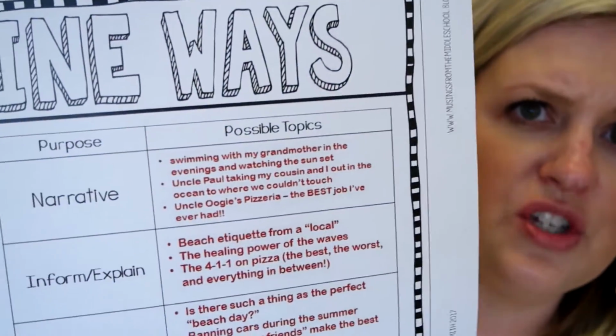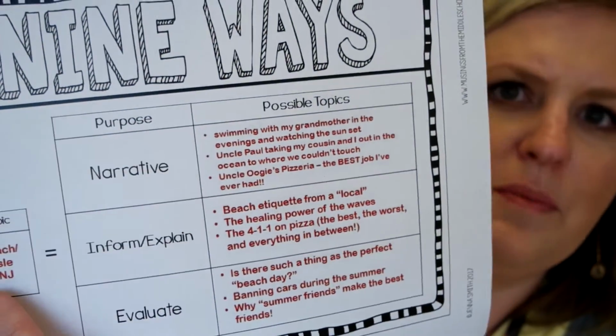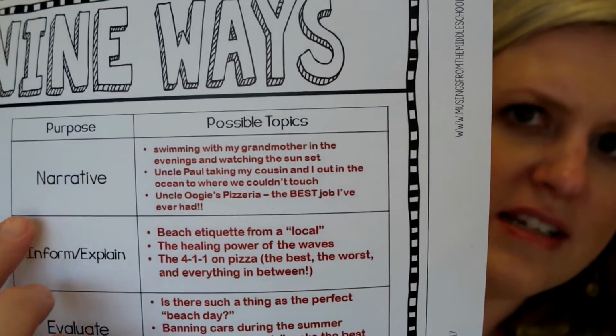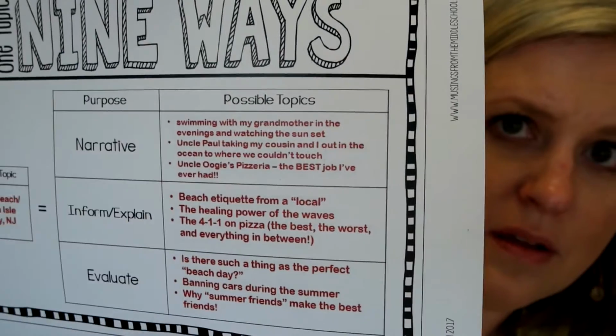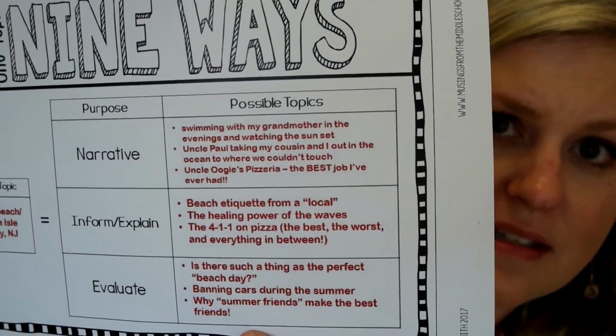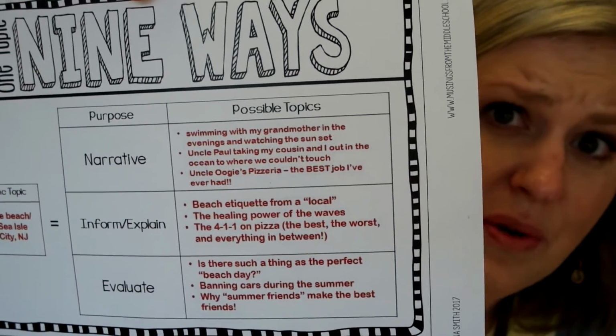So this is the one that I show them. I have the beach here because it's one of my favorite places. And then I talk about ways that I can use that topic to write narrative pieces, pieces that again inform and explain, and then pieces that evaluate. So now, after you model this a couple times, because it does take the kids a few times to watch, they have to watch you do it a couple different times before they become masters at it. But now they can take something that they love, something that they might obsess over, and use it for all their different pieces all year.